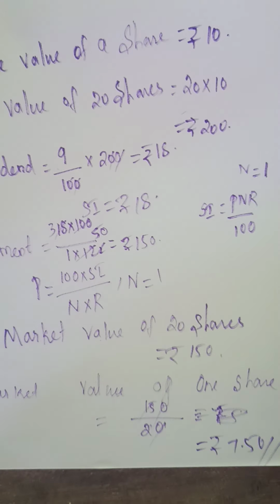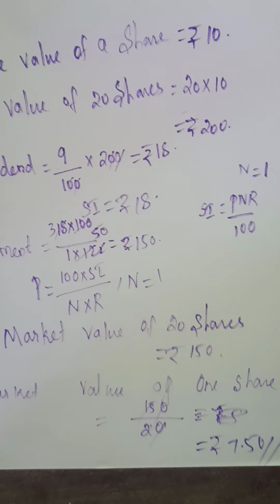So how do we do this problem? The face value of a share is given. From that we find the face value of 20 shares. Afterwards we substitute in the dividend formula, then the investment formula. Then the market value of 20 shares you get from there, and from that you find the market value of a share. Understand, students? Okay, let's move to the next question.